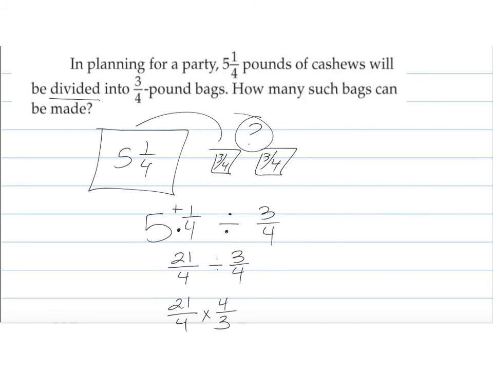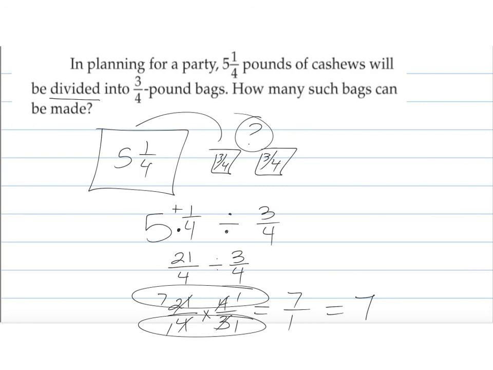I can cross cancel here. 4 goes into 4 once, and 4 goes into 4 once. 3 and 21 share a factor of 3. 3 goes into 21 7 times. Because of that, now we've reduced it ahead of time. We only have 7 times 1 and 1 times 1, which is exactly 7. So the answer to our word problem would be, how many such bags can be made? So we can make 7 bags of the cashews. So 7 3/4 pound bags.